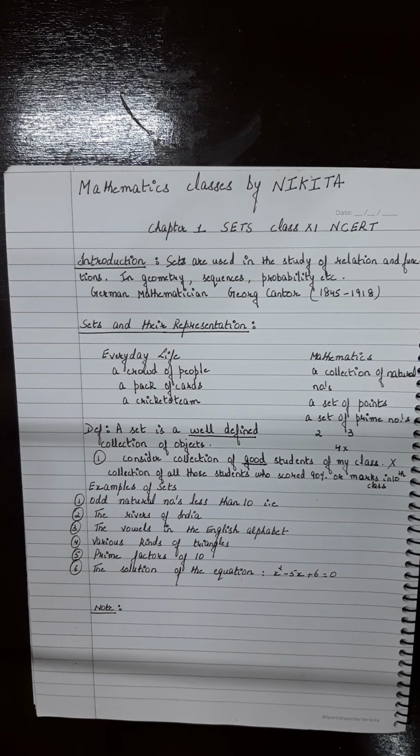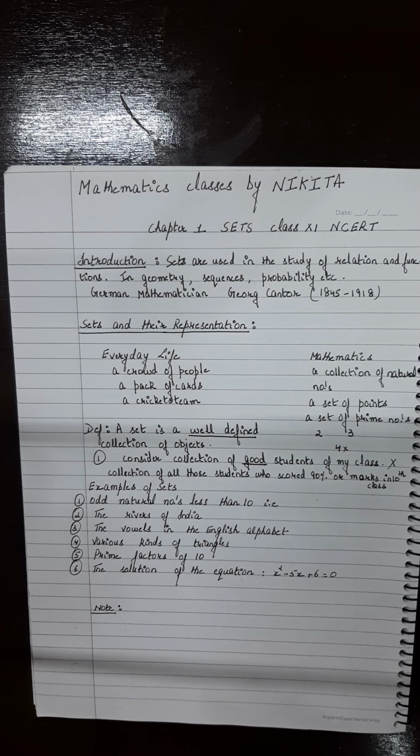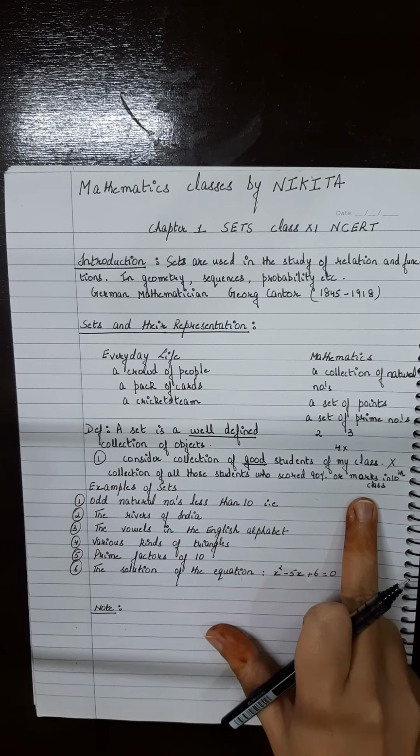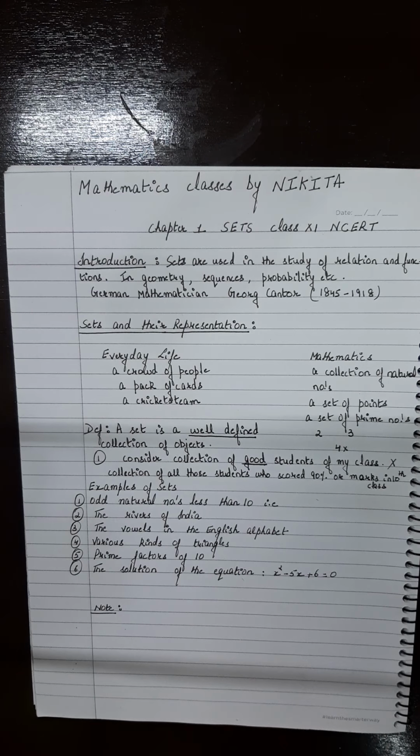I am saying that collection of all those students of my class who scored 90% or more marks in 10th class. Now I can construct this collection very well because I can just ask each and every student of my class what was your percentage in class 10th, and on the basis of that I can either include the student in the collection or exclude that student from my collection. So this becomes a well-defined statement. Therefore it is a well-defined collection of objects and it will be a set.